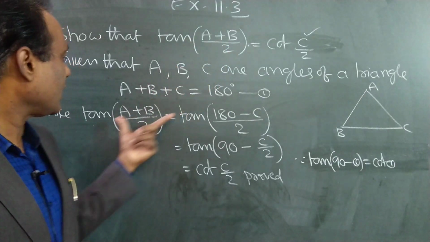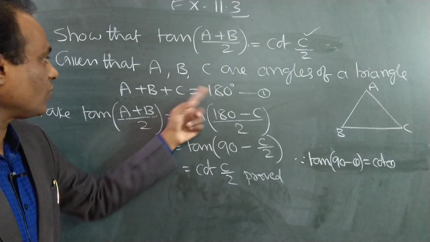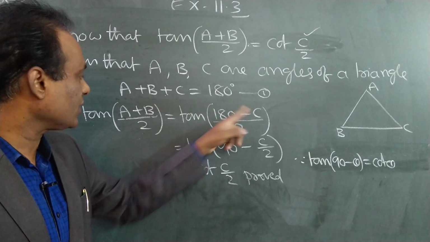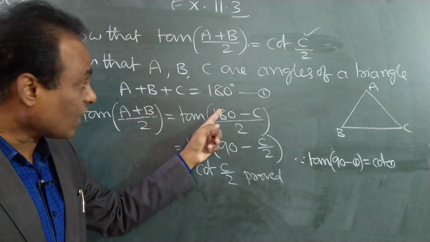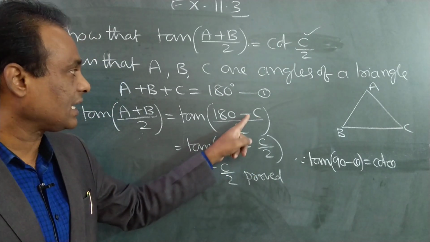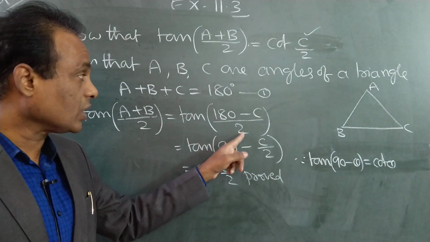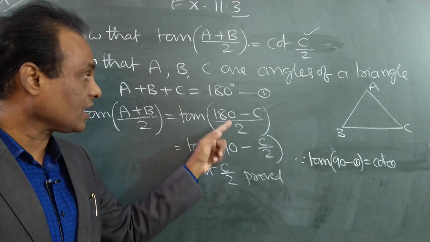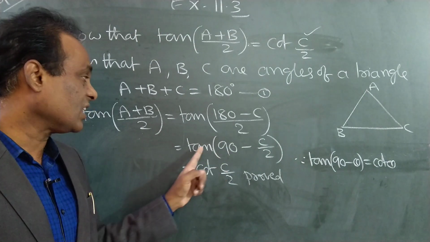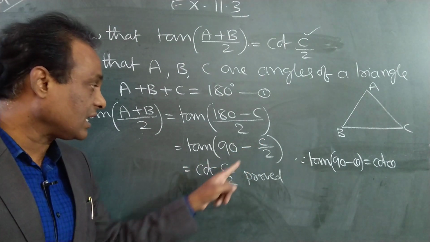So take the left side. A plus B is equal to 180 minus C. By 2 is by 2. 180 by 2 is 90, C by 2 is C by 2. Minus is minus. This 2 is the denominator for both. For 90 degrees, tan changes to cot of angle C by 2.